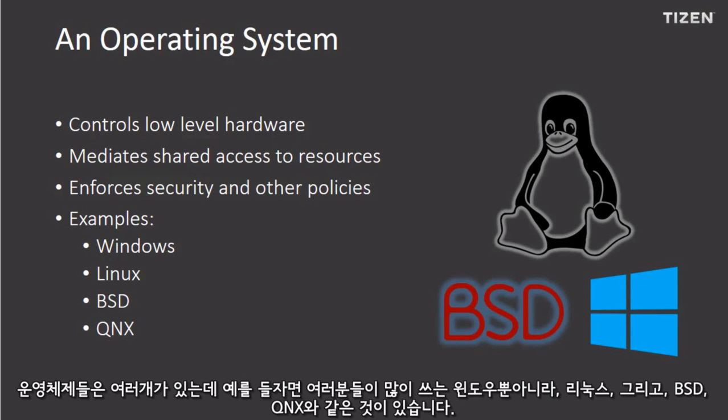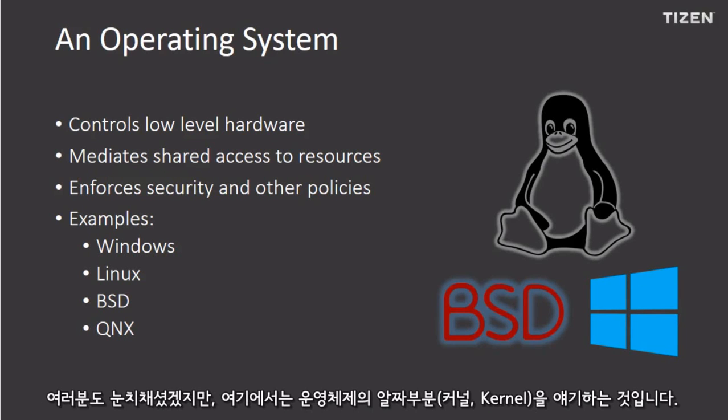There are several examples of operating systems today. Windows is one of the most widely known. Linux is another. There's BSD and QNX. You might notice that at this level, we are really talking about the lower level parts of the operating system, or kernels.